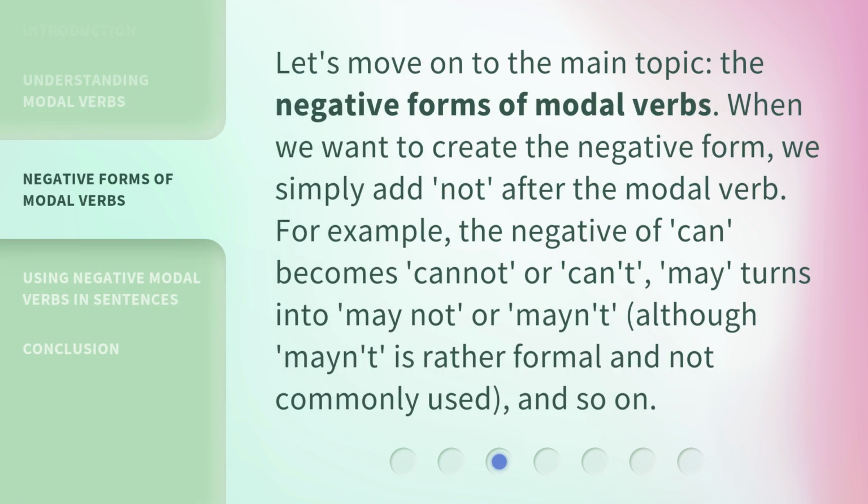Let's move on to the main topic, the negative forms of modal verbs. When we want to create the negative form, we simply add not after the modal verb. For example, the negative of can becomes cannot, or can't. May turns into may not, or mayn't, although mayn't is rather formal and not commonly used, and so on.